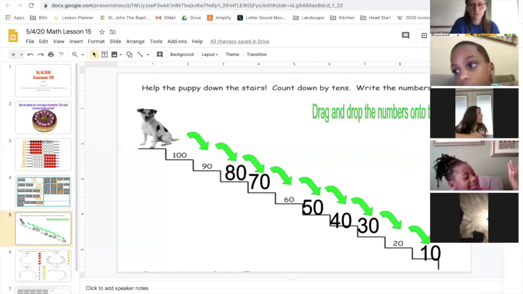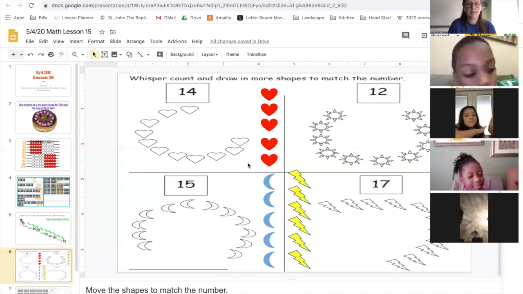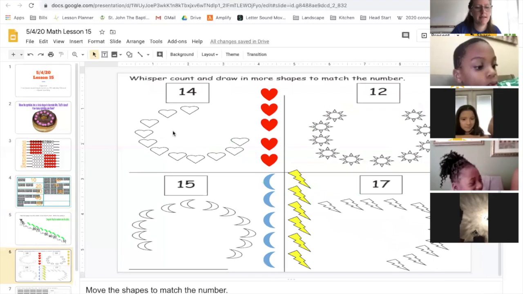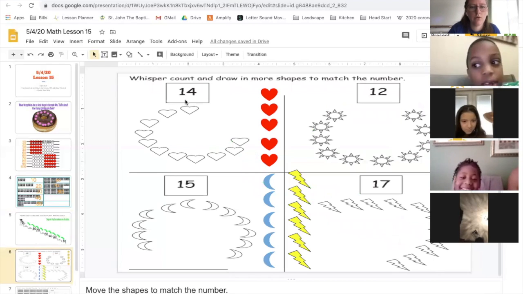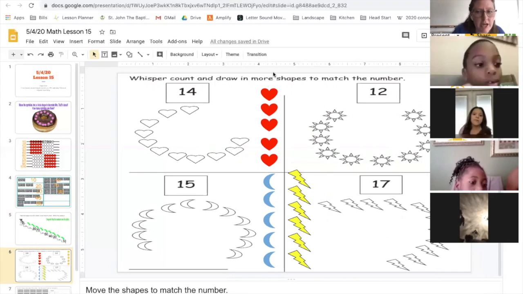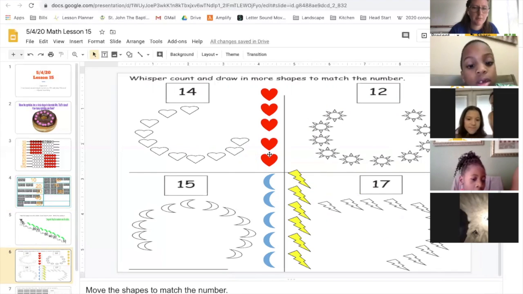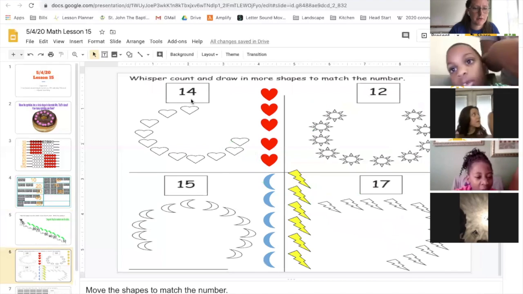All right, so our next task in this lesson is to count and add more shapes to match the number. So we have to move these shapes to complete the circle and match this number.